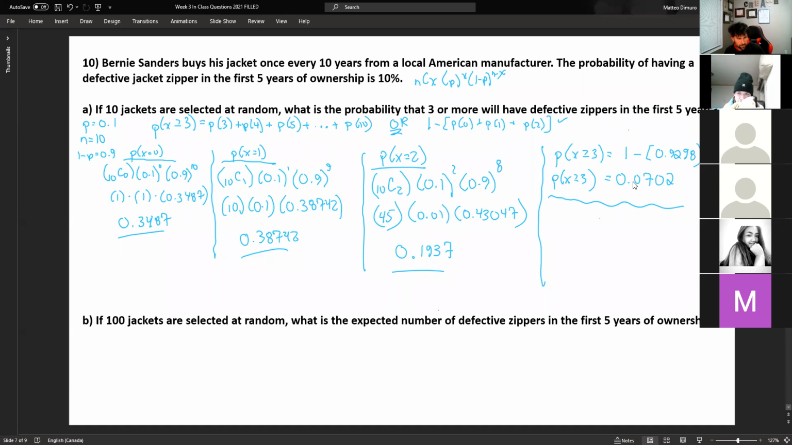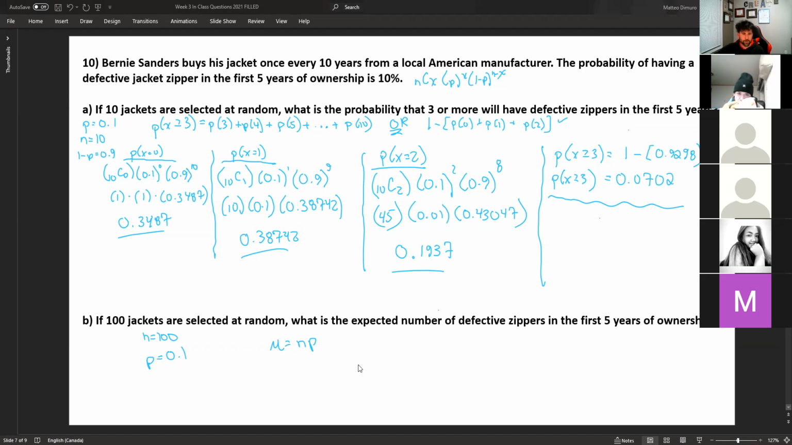So there's a part B, and we've already seen a question like this. If 100 jackets are selected at random, what is the expected number of defective zippers? Okay, so n is 100, and we know that the probability of having a defective zipper is 0.1. So I'm just asking you the expected value, so that's the average. And your formula sheet literally says mean or expected value, if you ever forget.